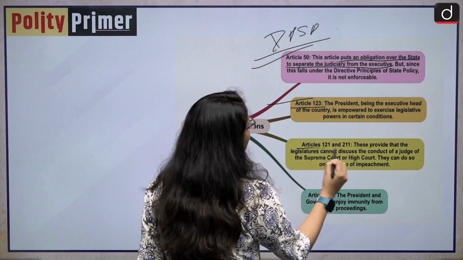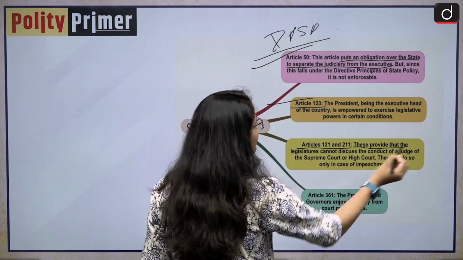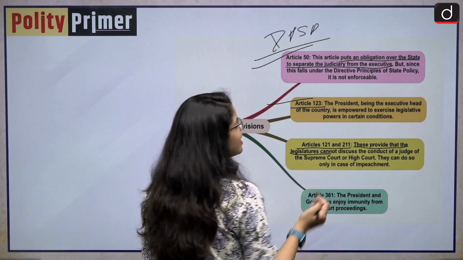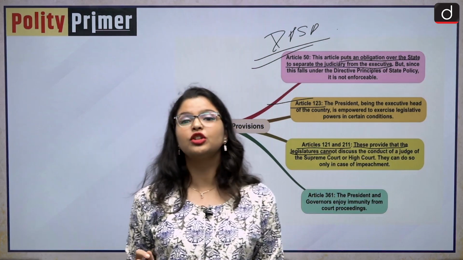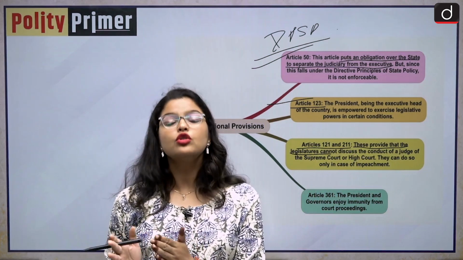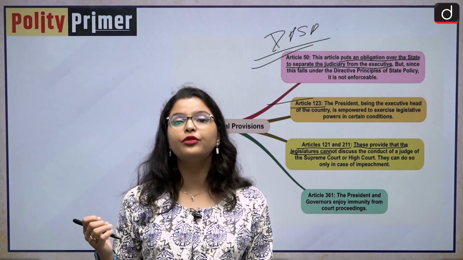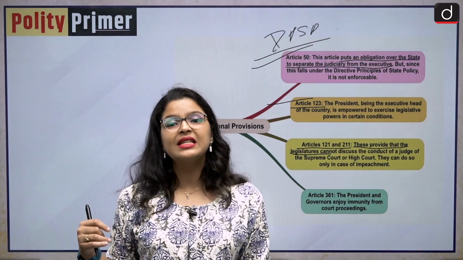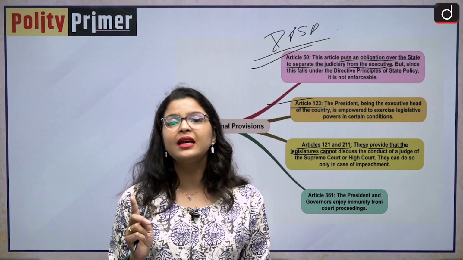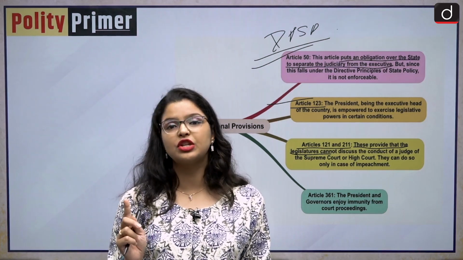Then come Articles 121 and 211. These provide that the legislatures cannot discuss the conduct of a judge on the floor of the Parliament. So the general conduct of the judiciary cannot be discussed on the floor of the Parliament or the state legislatures until and unless their impeachment is in question.